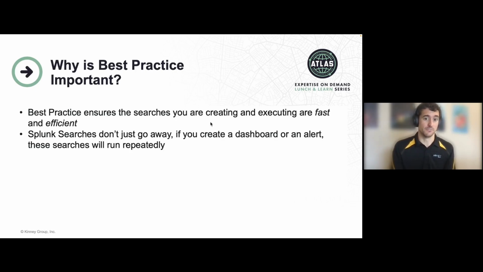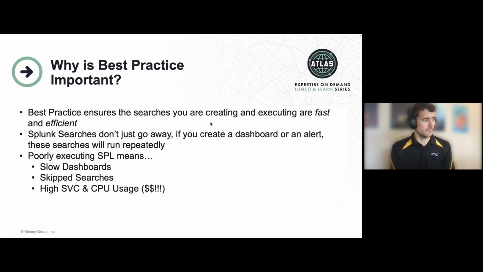A skip search is really bad. It's a silent killer for a lot of use cases in Splunk. And the way to prevent skip searches is to keep your scheduler healthy and to also make sure your searches aren't running long and are efficient. So to summarize, poorly executing SPL means slow dashboards, high skip searches, and high SVC and CPU utilization, which is money for a lot of people.